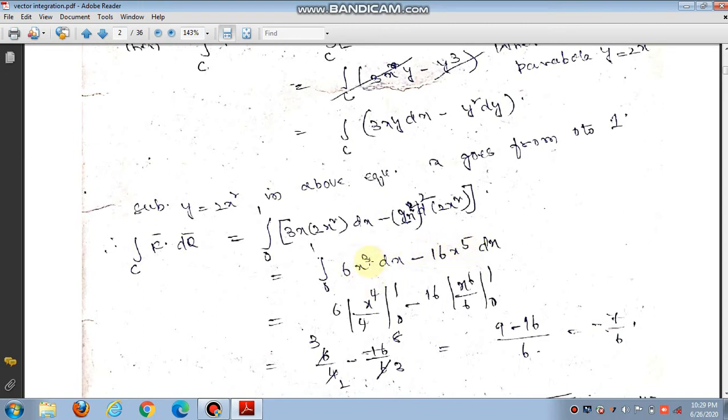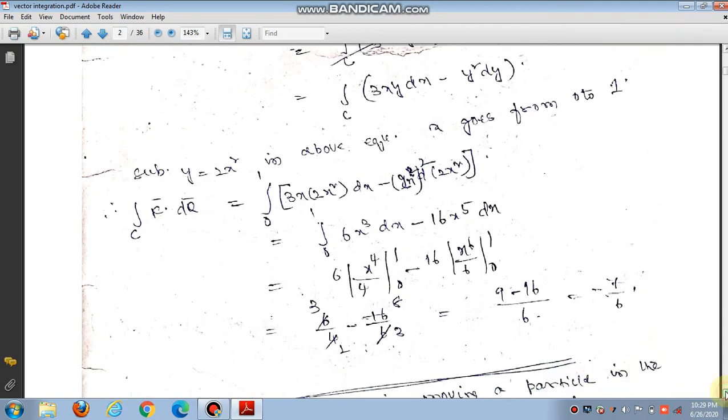Now 6 is a constant, the integral of x³ is x⁴/4, minus 16 is a constant, and the integral of x⁵ is x⁶/6. Substituting the limits, and after simplification, we get the answer −7/6. This is the answer to the given problem.